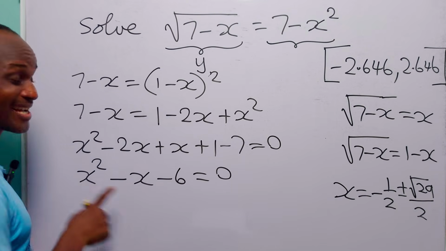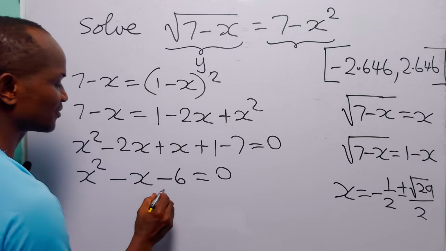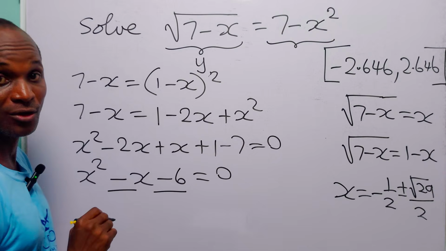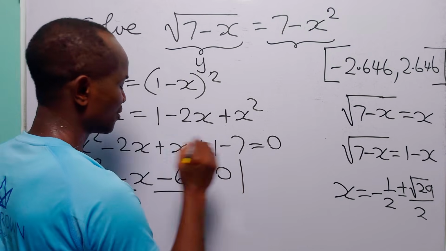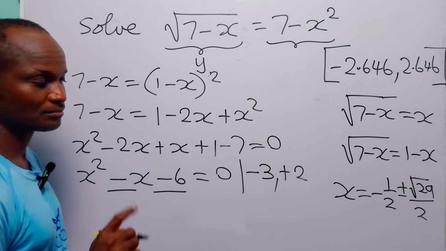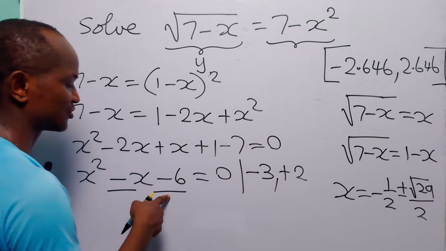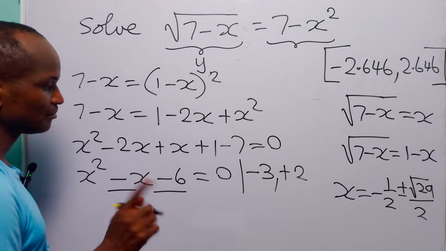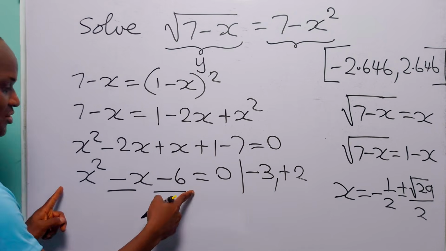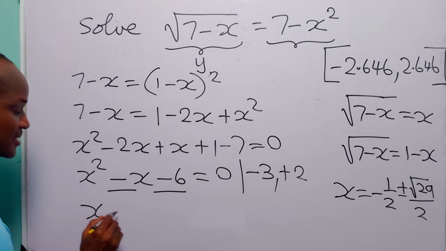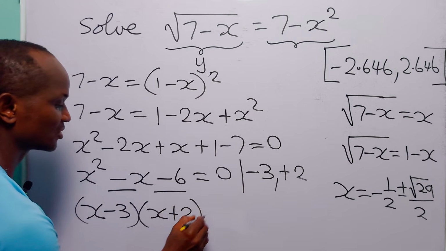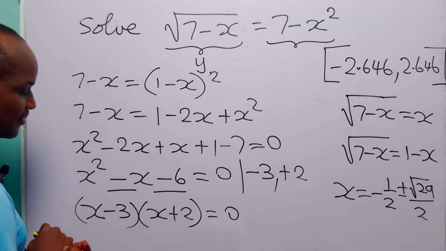And since the coefficient of x squared is 1, all we need to do is to find the factors of minus 6 that add up to minus 1. And those are going to be minus 3 and 2. Because minus 3 times 2 is going to give us minus 6, while minus 3 plus 2 is going to give us minus 1. So when we factorize, we have (x minus 3) times (x plus 2) is equal to 0.